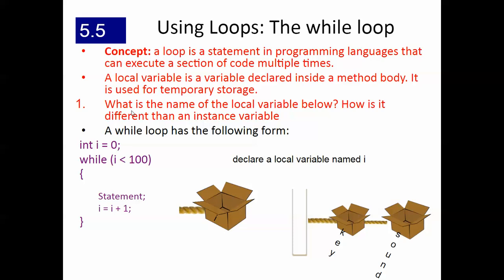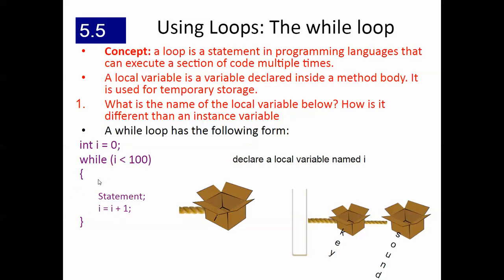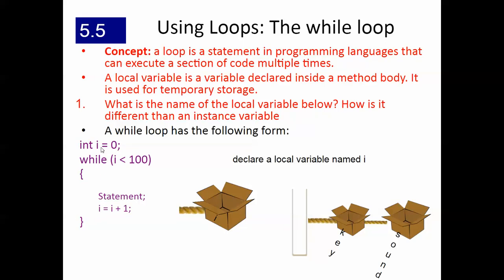Okay, so the next question is, what is the name of the local variable below? How is it different than an instance variable? Well, I will just tell you that since we're very new to this. So i is the name of the local variable. It stands for iteration, because in this example, this loop is going to happen 100 times. So the first time through is the first iteration. The second time through is the second iteration, and so on and so forth. So i stands for iteration.